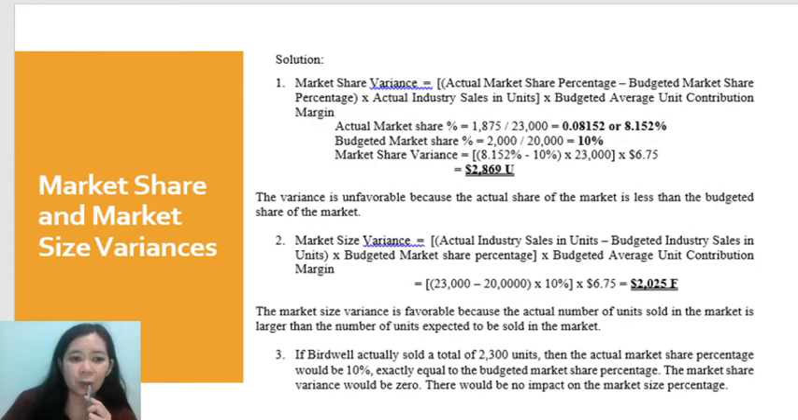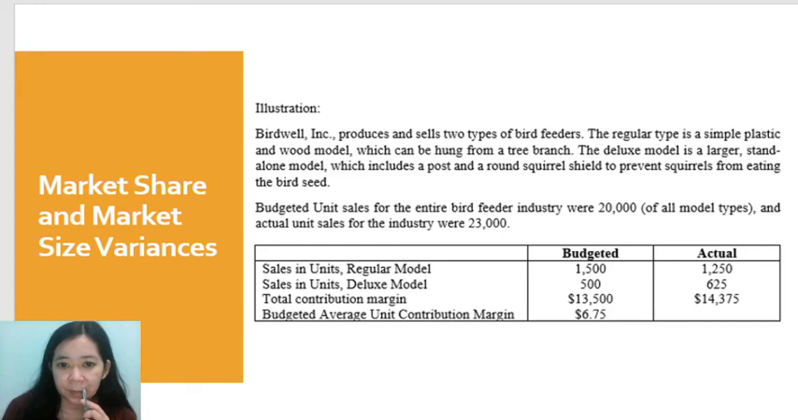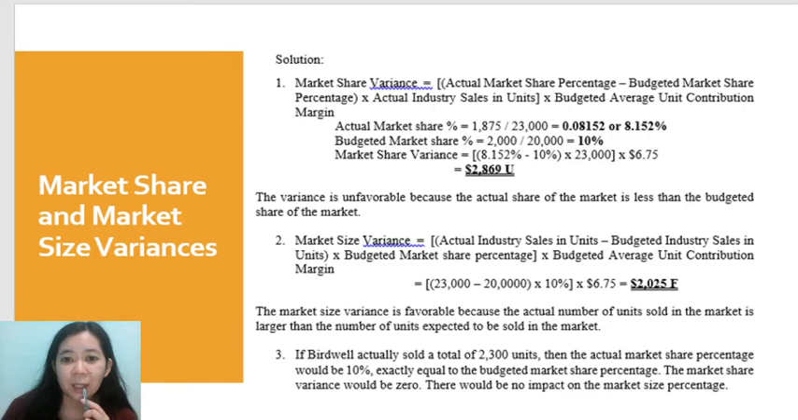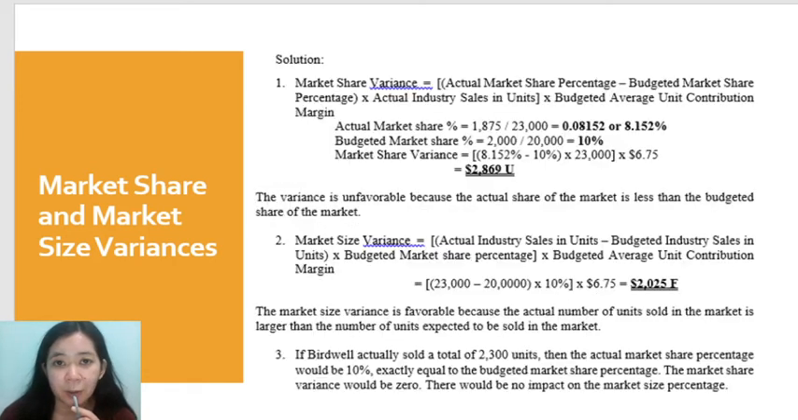Okay, for the solution, so market share variance using our formula that is presented. Okay, so of course, first we will determine the actual market share in percentage. So that's the actual sales in units. Okay, and then the budgeted market share. So this is also provided in the data. Okay, so all you have to do is to add for these two items or models.